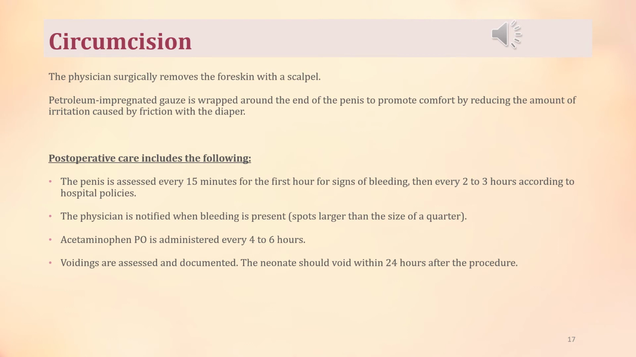Okay, so circumcision is one of those procedures that might be done before baby goes home. So we'll talk about that just a little bit, and then some of the parent education that we need to do prior to mom and baby going home. Okay, so that'll be the removal of the foreskin with a scalpel. Then we'll put the petroleum gauze around the site to keep that from sticking to the diaper, like we talked about in our other lecture.